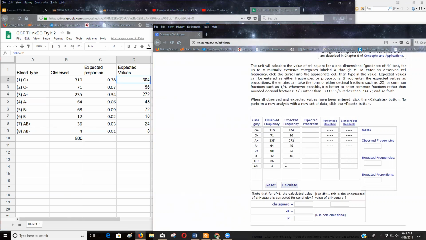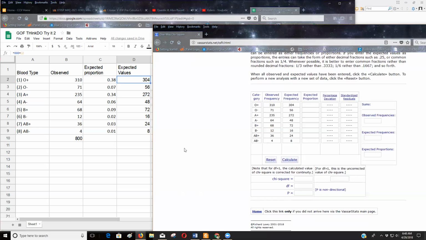72 and 16 and 24 and then 8. And what else is this calculator asking us for? I don't think it needs anything else. So we're going to calculate it. Here's my chi-square number, 23.72. There's my degrees of freedom. There's my p-value, a very small p-value.